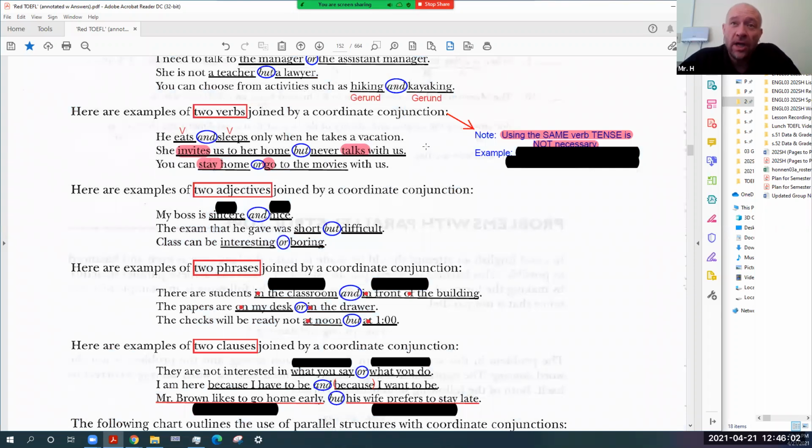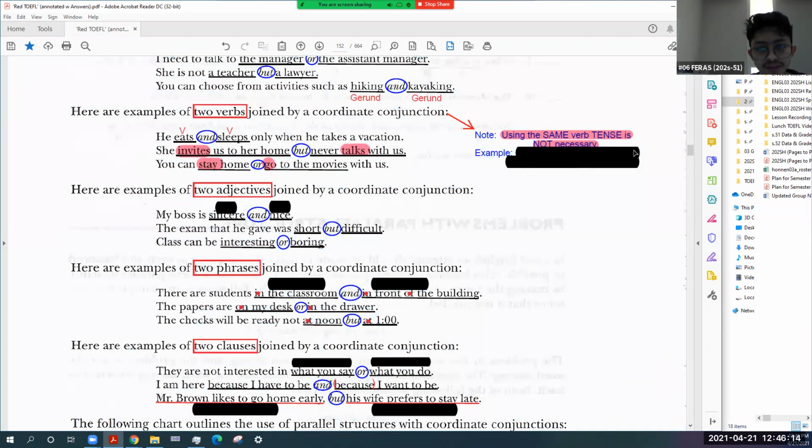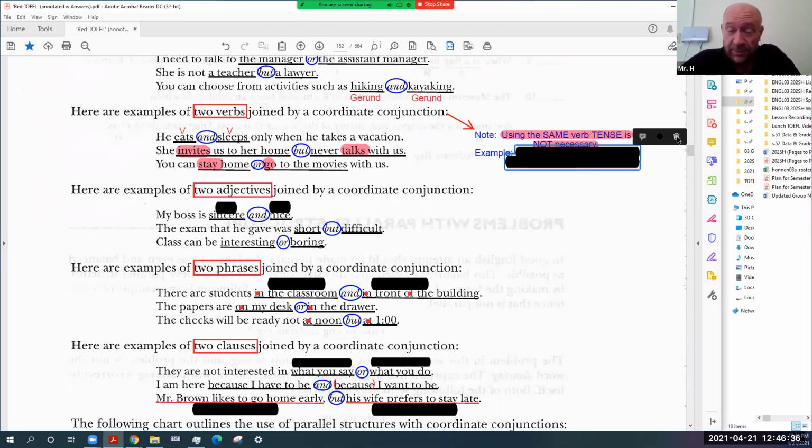Okay. Now, here's a special note. Look on the right side here. I have a special note. Faraz, can you read this note? Using the same verb tense is not necessary. Aha. You can use a different tense. Now, gerund is not a tense. You see, gerund is not a tense. Infinitive is not a tense. Okay. But you can use different tenses, like the present simple.